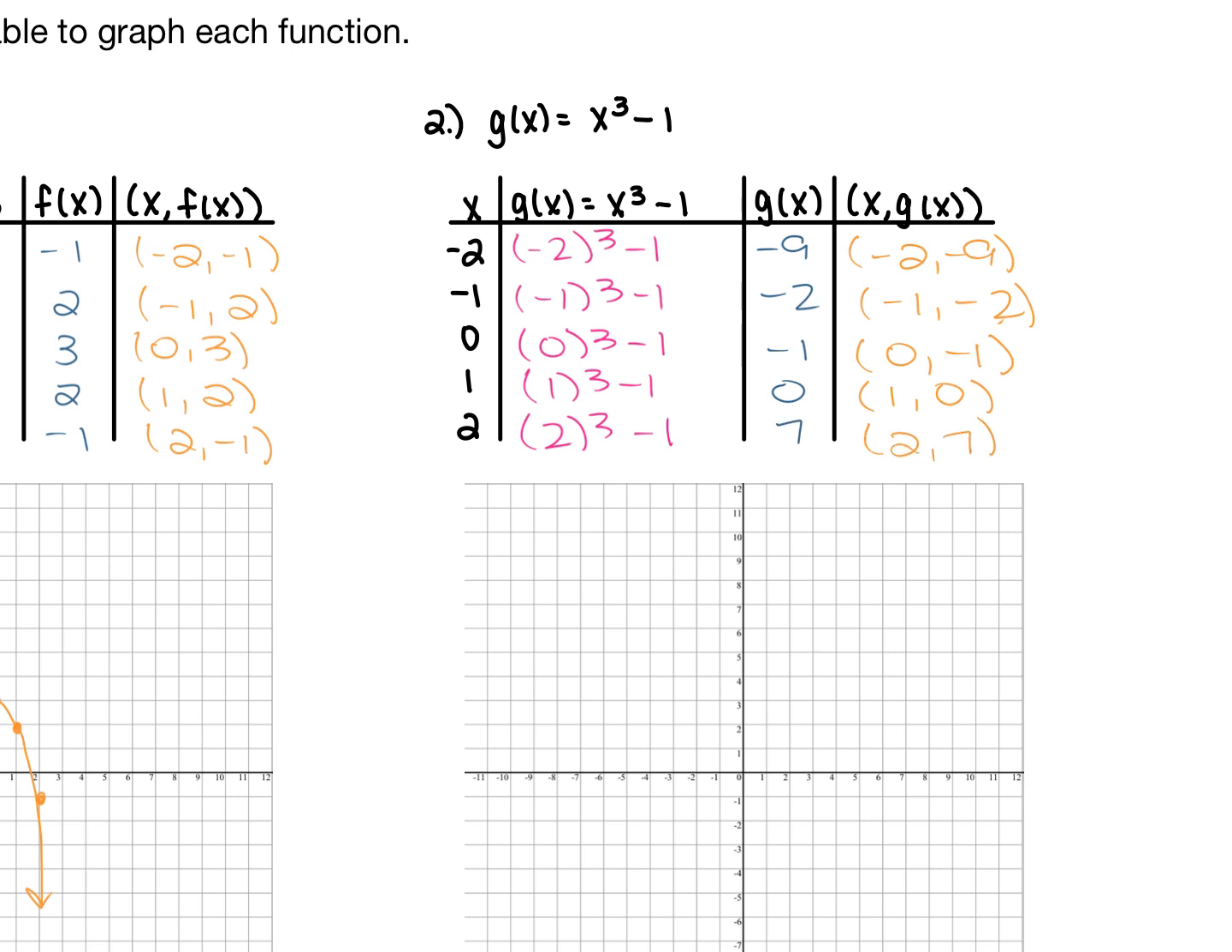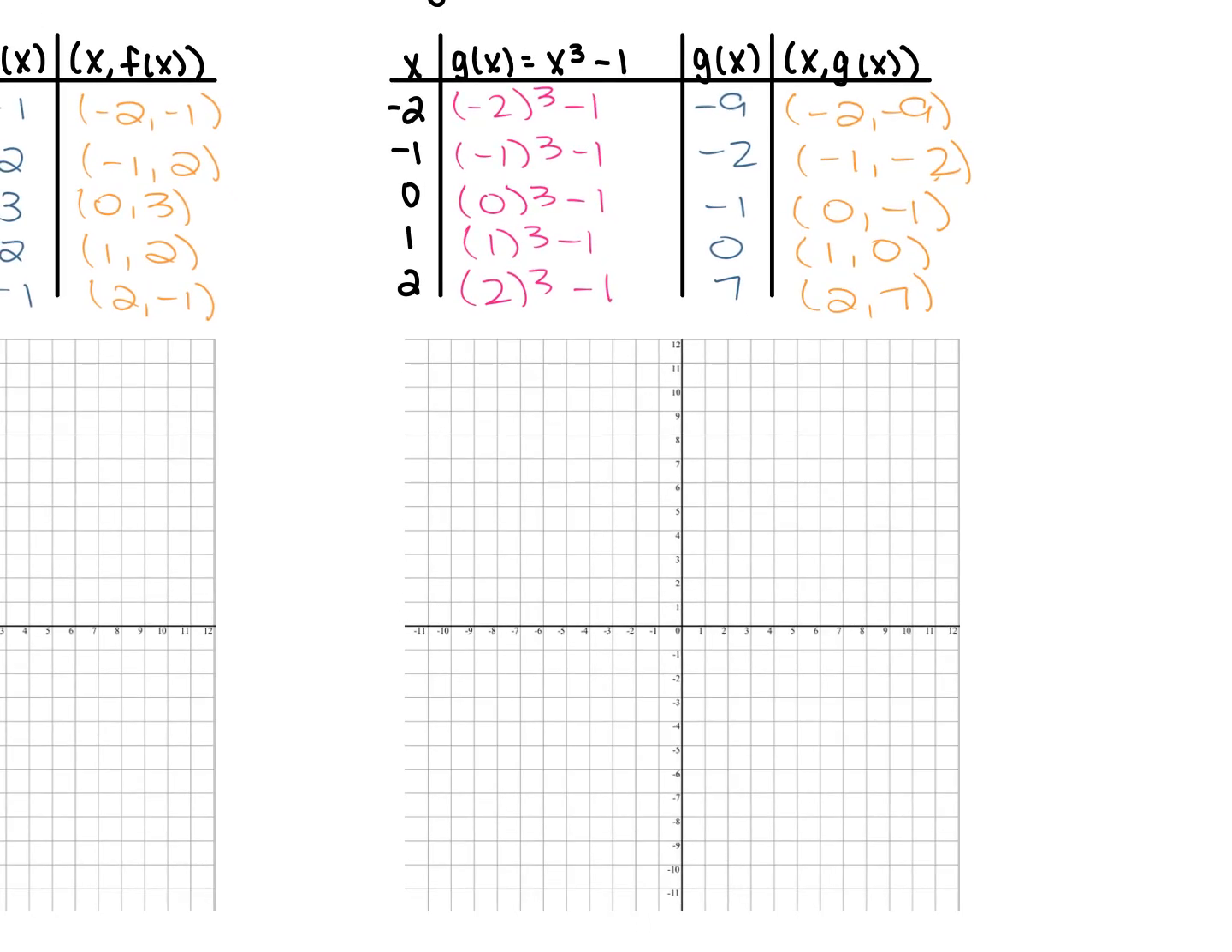So your first ordered pair is that -2, -9, so we're going to go to the left 2, then down 9. Plot the point. Then we have -1, -2, so to the left 1, down 2. 0, -1 would be -1 on the y-axis. 1, 0 is 1 on your x-axis, and then 2, 7, you're going to the right 2, and then up 7. So this line should curve up and to the right, down and to the left, and look like a sideways S, or like that squiggly line.